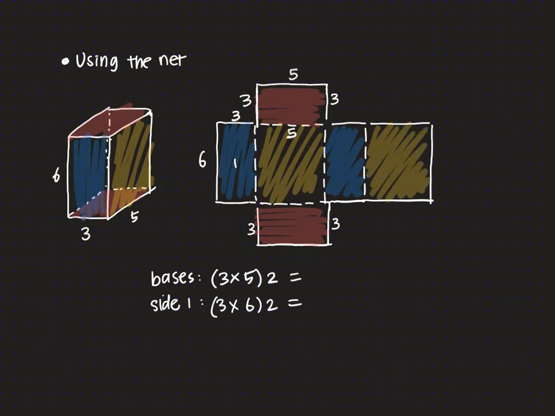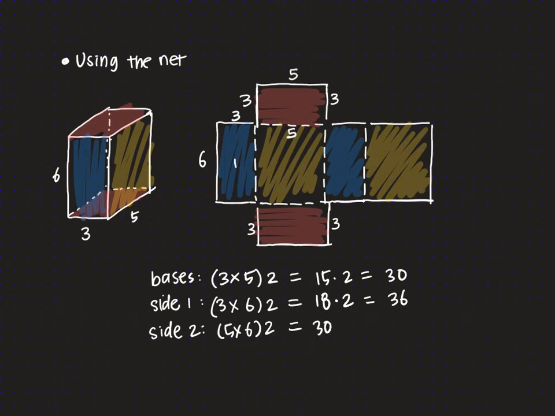So I'm going to go ahead and multiply the side 2's, which are going to be 5 times 6. Because this side is identical to this side, so 5, and then the height is 6. So 5 times 6, and then you also multiply that by 2. So let's go ahead and see. 3 times 5, 15, times 2, that's going to be 30. 3 times 6 is 18, times 2, that's going to be 36. 5 times 6 is going to be 30, times 2, that's going to be 60.